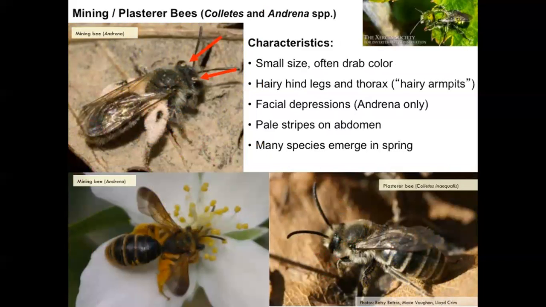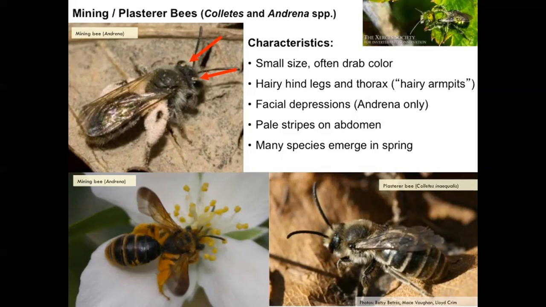Now, our mining and plasterer bees, the key characteristics of them are they have hairy hind legs and thorax. And some species have extra hair on their face that sort of resembles a mustache. The females have facial depressions that look like eyebrows. Now, mining and plasterer bees are in the family of Colletes.